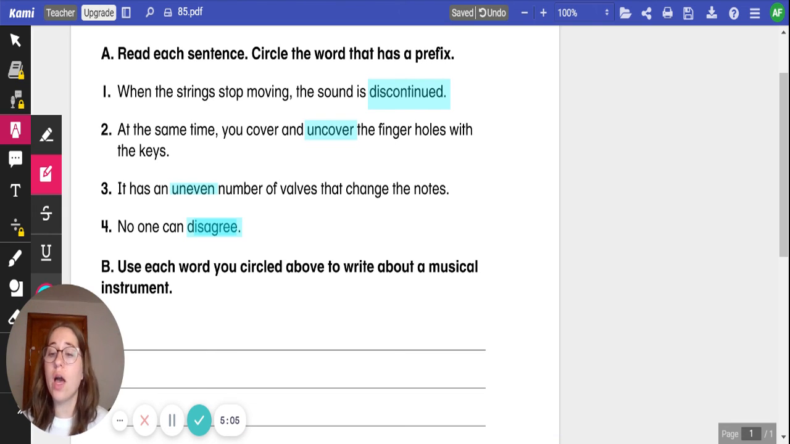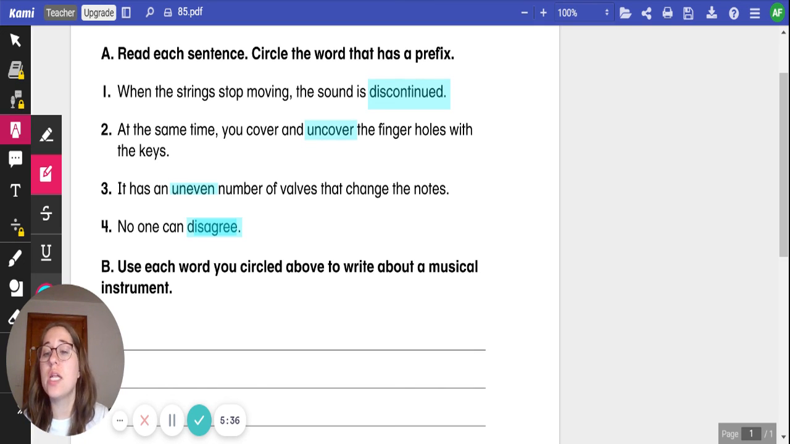Okay, for number 2, we have uncover. What does uncover mean? Do you remember what un means? Our prefix means not, so not cover. Number 3, uneven. Un means not, so it is not even. And number 4, disagree. Can you remember what the prefix dis means? It means the opposite of, so opposite of agree.